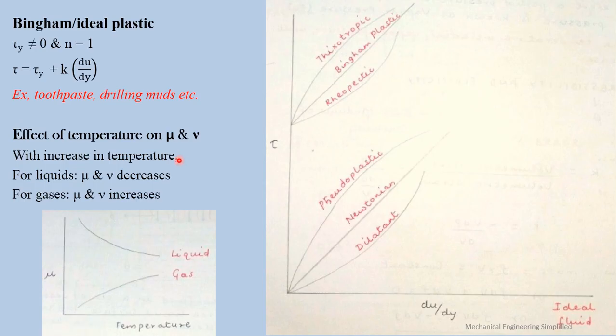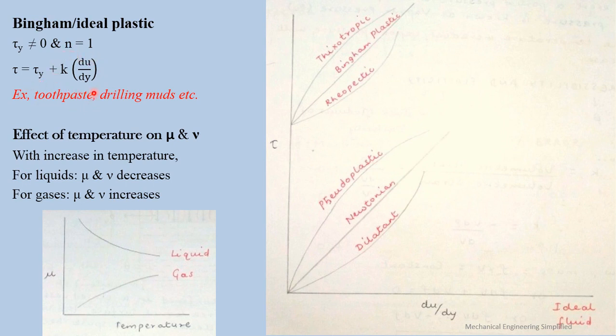Then there is ideal or Bingham plastic. What is that? In that case, yield shear stress is not equal to 0 and the flow behavior index is equal to 1. So the power law becomes tau is equal to tau y plus k into du by dy. Examples are toothpaste, drilling muds, etc. In this case, the fluid will not flow readily, but after this tau y, the yield shear stress, has been reached, it will start flowing like a Newtonian fluid.